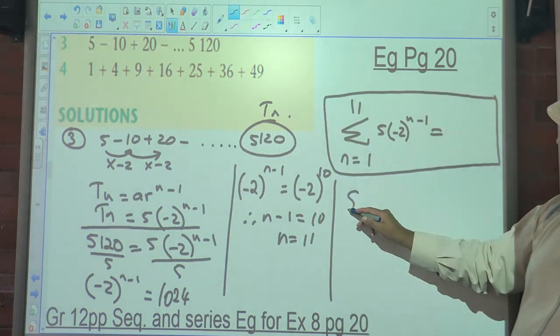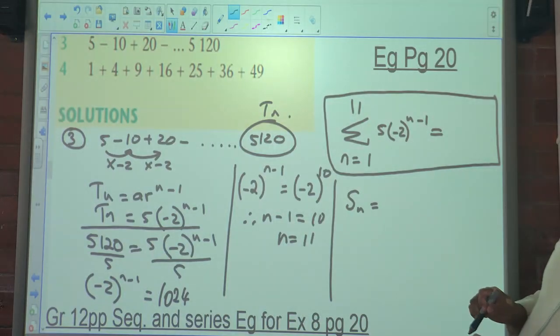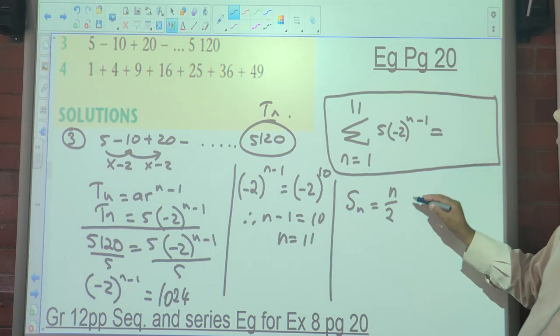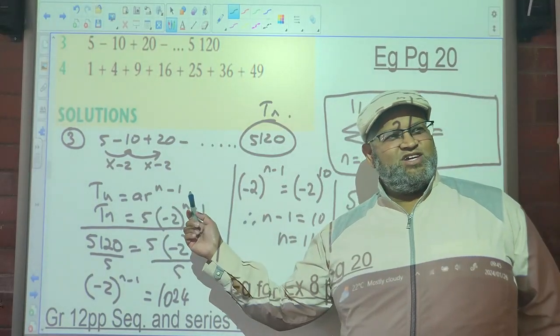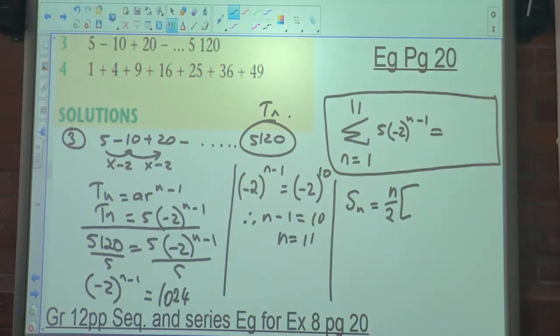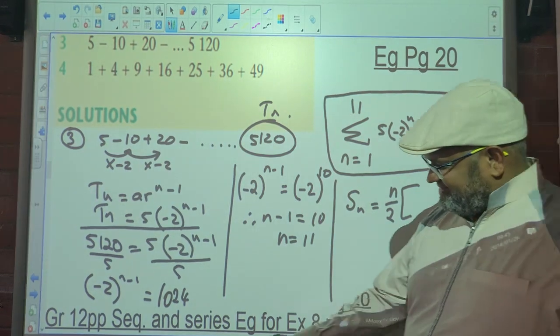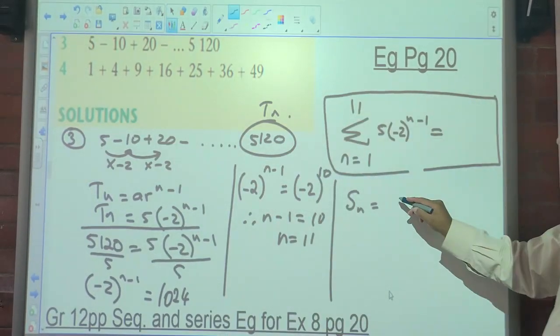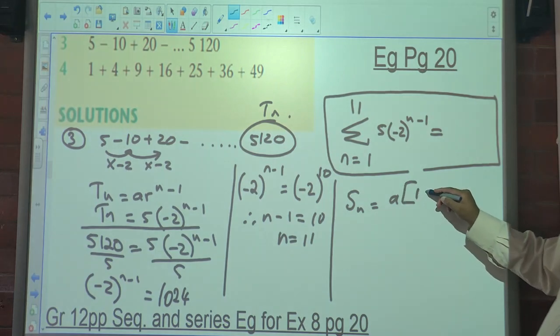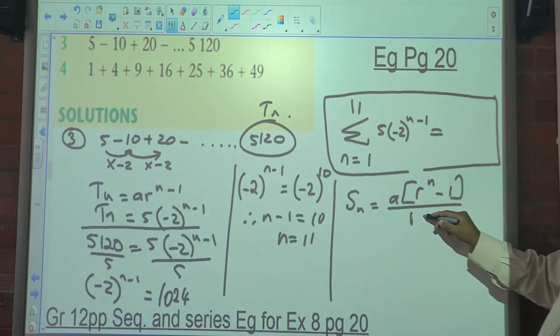So what's my formula? Sn is equal to n over 2, don't be shy, into which one of the two formulas am I going to use? A plus L, you all agree with that? What type of sequence is this? Geometric, yes. What's my formula? A into R to the n minus 1, over R minus 1.